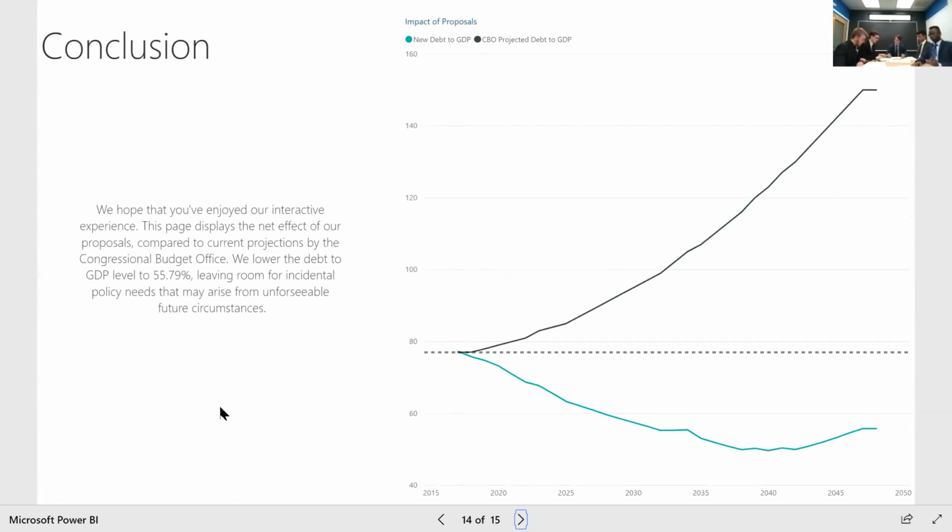Overall, our proposals lower the debt to GDP level to 55.79% by 2048, leaving room for incidental policy needs, such as shorter-term GDP-boosting spending programs that may arise from unforeseeable future circumstances. Thank you for your time, and we hope you enjoyed our presentation.